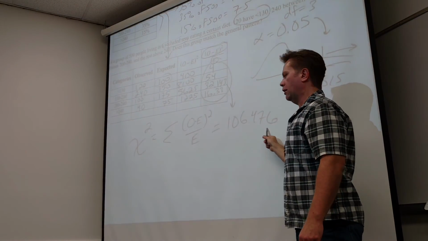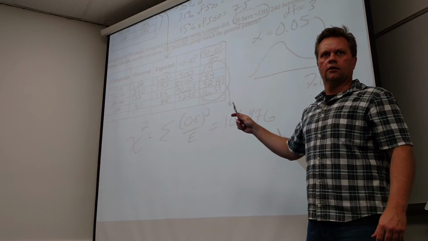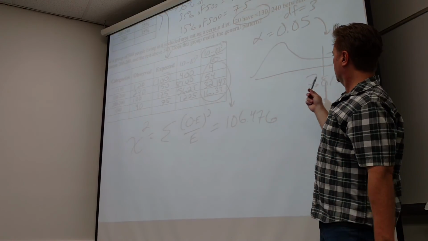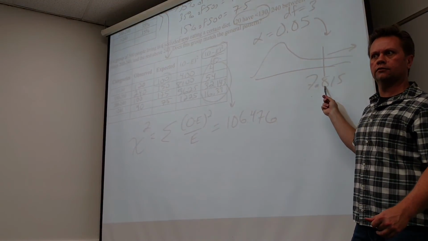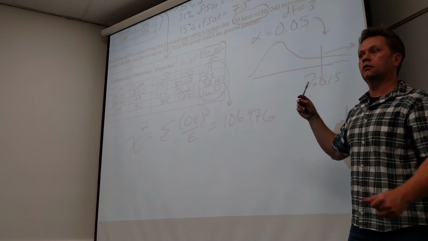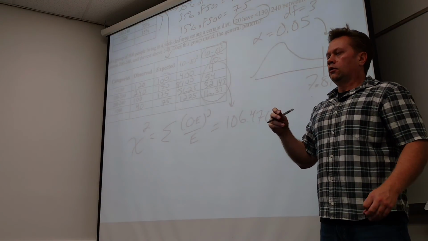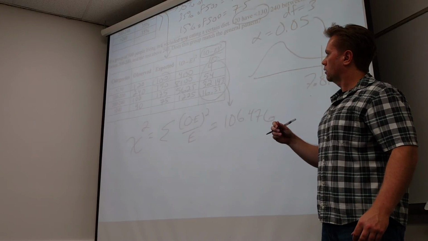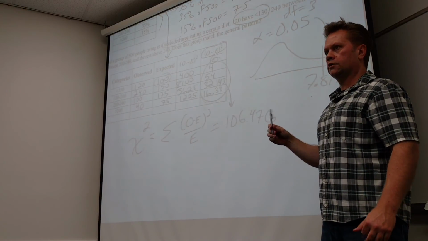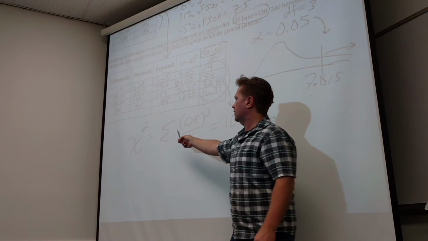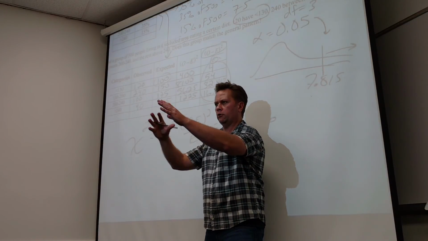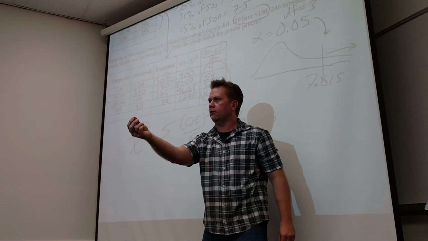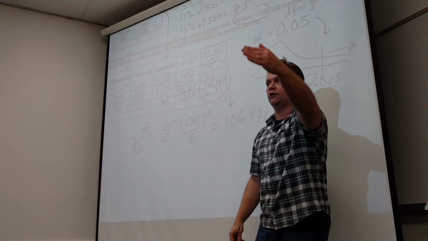This is way far away from zero. In fact, how far away is far away enough for this problem? What is 7.815? So chi-squared is 106.476. This is chi-square star. Remember, when we did the hypothesis test, there was a z-score we calculated, and there was a z-score that told me how far away was far enough.